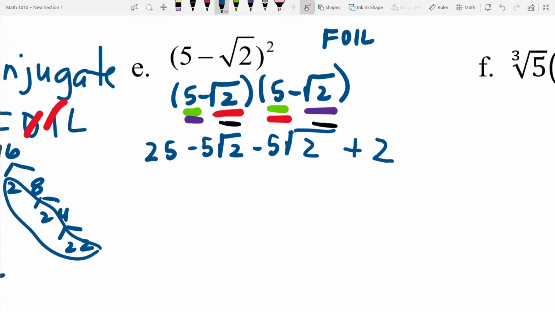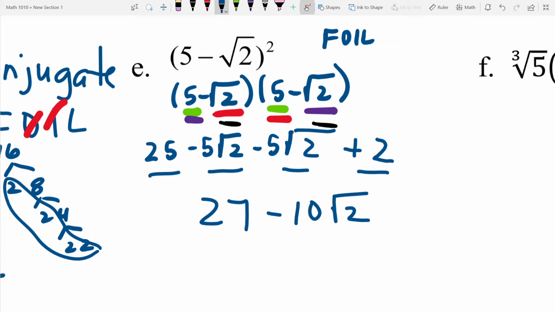Okay? Now look at this. 4 terms. 1, 2, 3, 4. 25 plus 2 is 27. Negative 5 square root of 2. Negative 5 square root of 2. That's a negative 10 square root of 2. And I'm done. In any order.